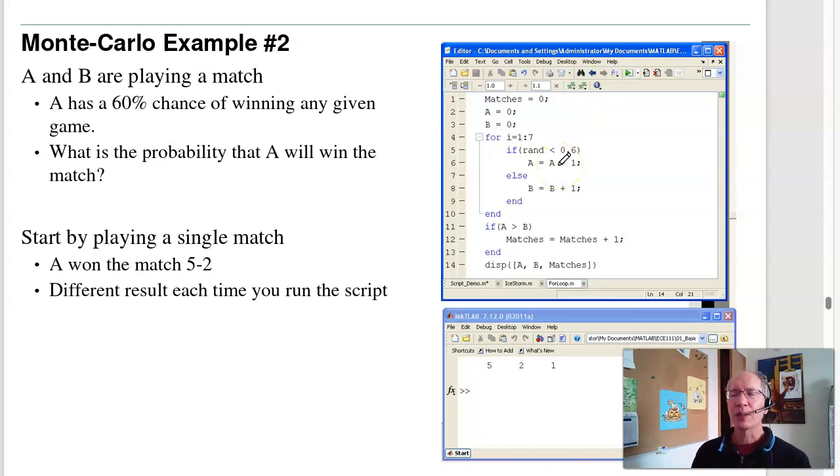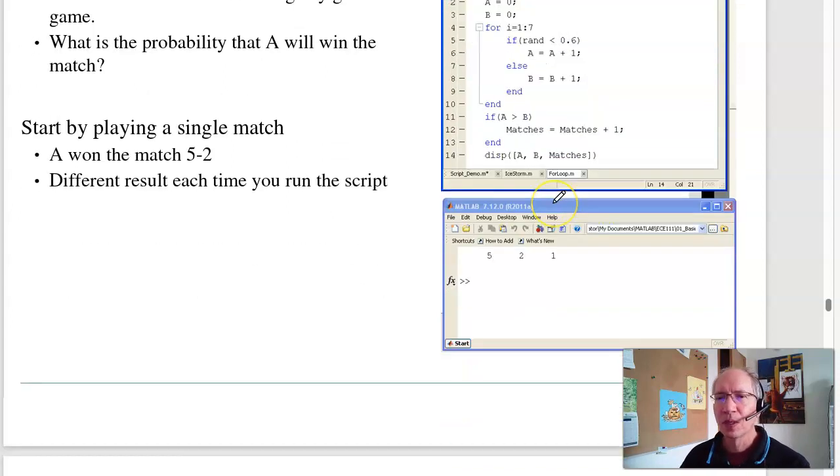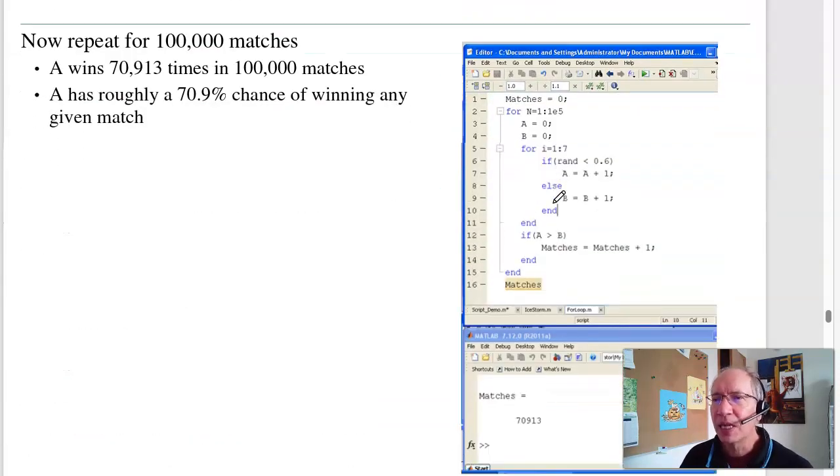Okay, so I can play a single match. Once I can play a single match, now repeat. Play 100,000 matches. So here, I'll play 100,000 matches. At the start of each match, each player starts at 0 games, and then check. If A is bigger than B, A won that match.